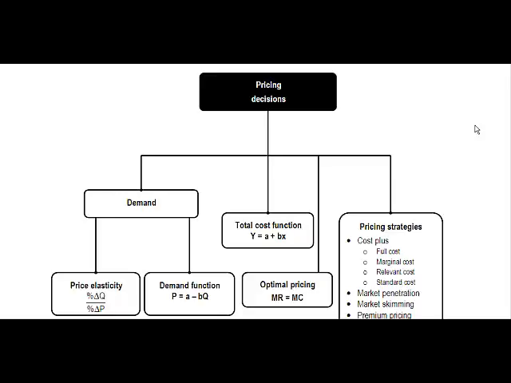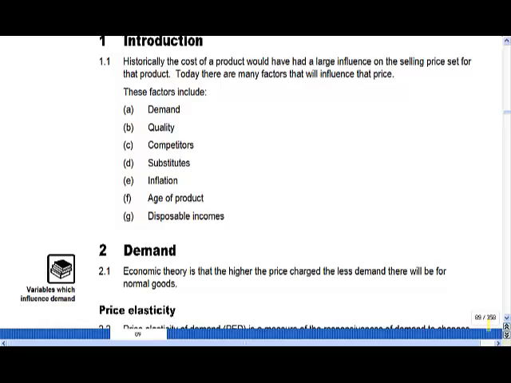Questions on pricing are likely to include calculations, discussions, and very much the practical application of pricing strategies. You're going to apply this theory to the particular circumstances of the business in an exam scenario. Section 1 and the first part of Section 2 deal with the factors that influence price and demand. So have a quick look at Section 1.1.